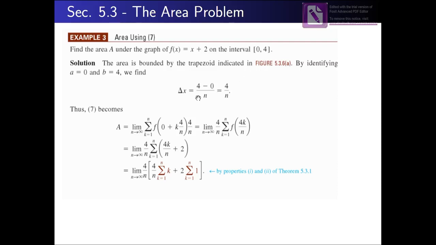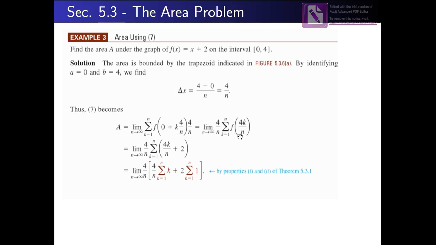So delta x will be b minus a over n. So 4 minus 0 over n, this is 4 over n. Now we know that the area is given by the limit of f of x_k star multiplied by delta x. x_k star is a, which is 0, plus k multiplied by delta x, which is 4 over n, multiplied by 4 over n. So this will give us the limit of 4 over n, summation of f of 4k over n.